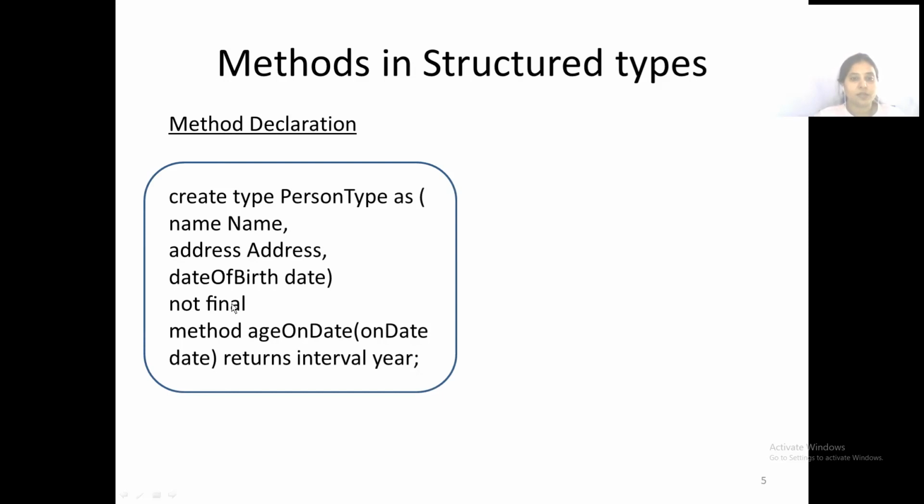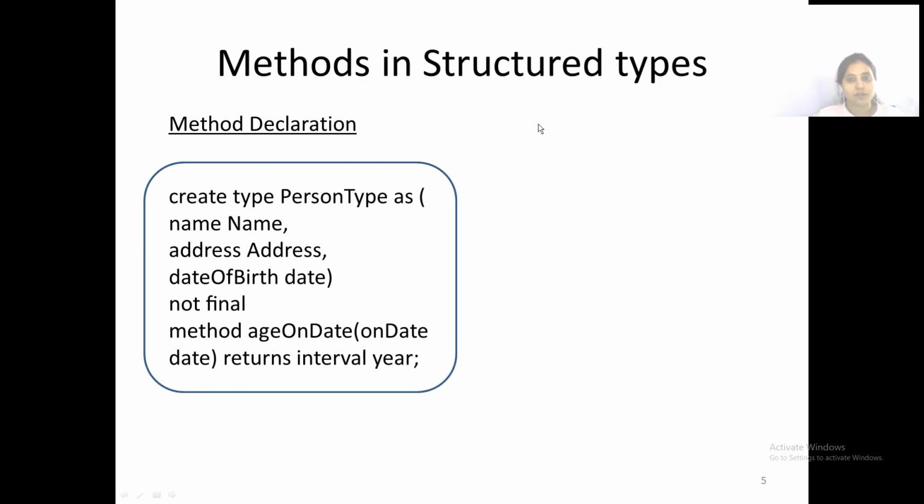We will see the same previous example where we have created a person type which represents the row of a particular table. Once you declare your person type, after that you have to declare the method. This method declaration becomes part of this person type. You can declare the method using this syntax: method, name of the method, age on date. On date is a parameter which is of built-in type date, and it returns interval year. So this is just the declaration of this method.